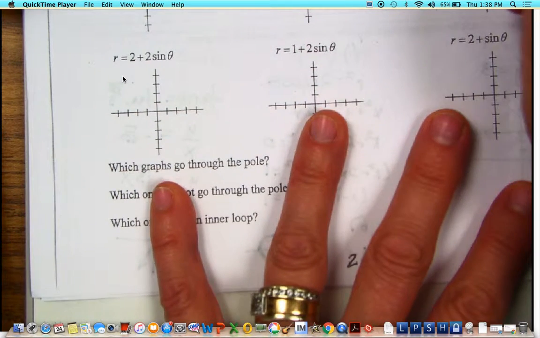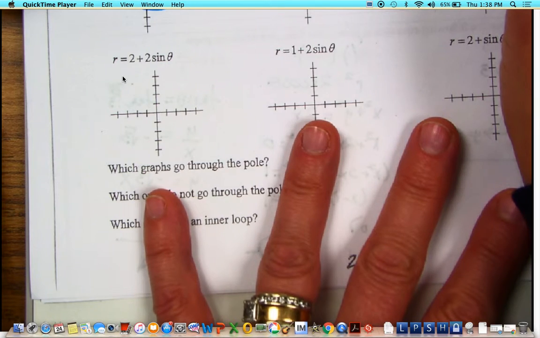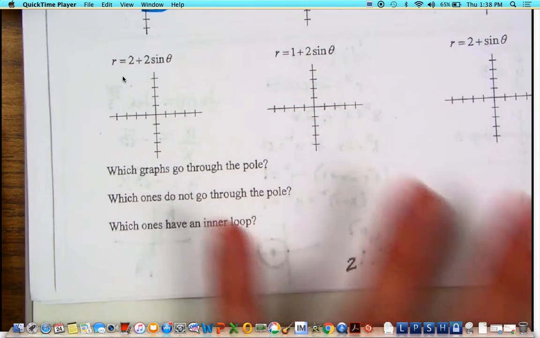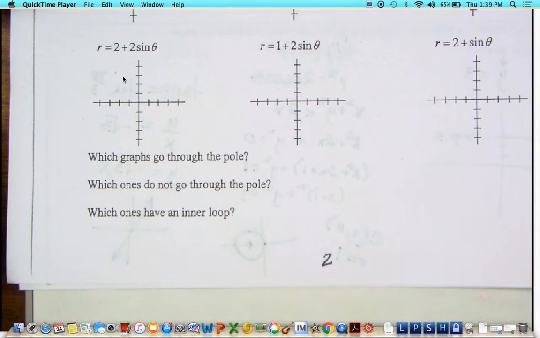Yeah, so this was 1, this was 2. Okay, so let's do this one, 2 plus 2 sine theta.